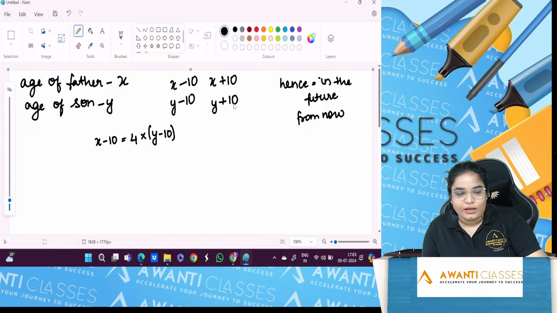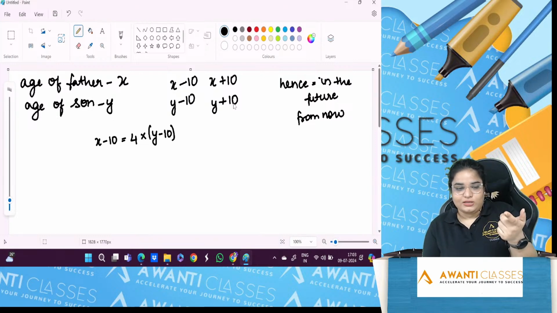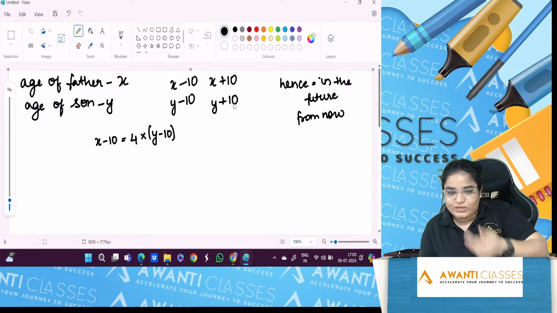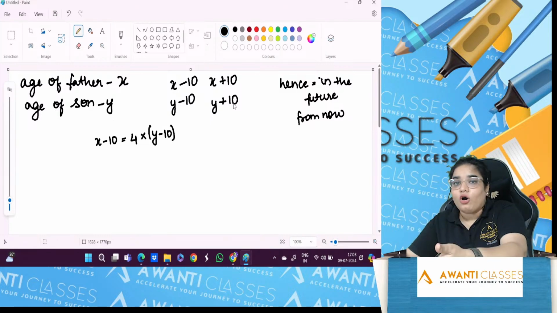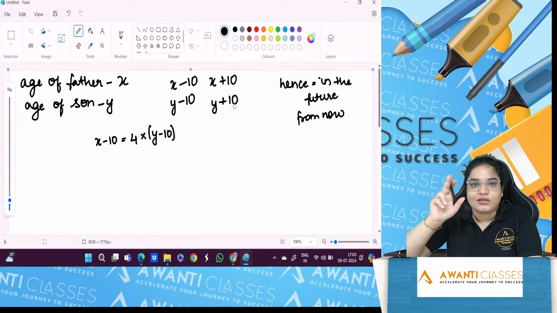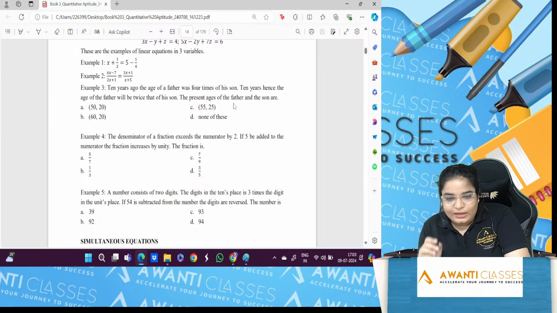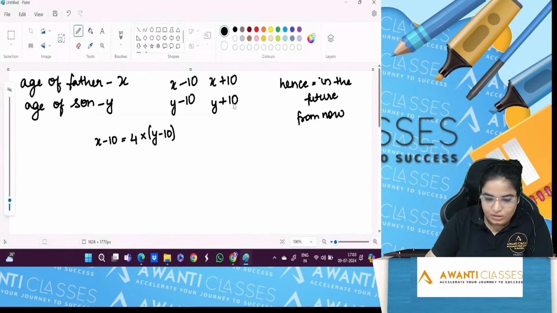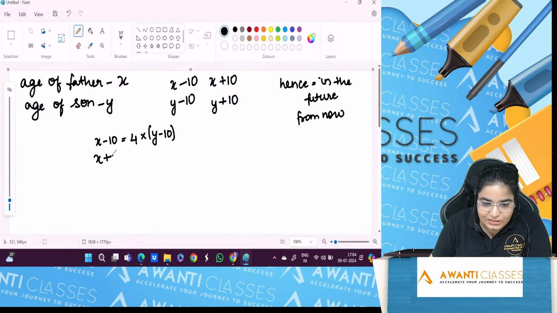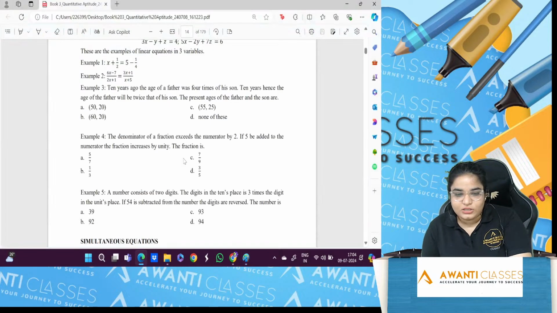Y plus 10. Age of father now is X. Age of son now is Y. So 10 years ago, X minus 10, Y minus 10. 10 years from now, 10 years hence, X plus 10, Y plus 10. 10 years hence, age of the father will be twice of his son. So what's the second equation? 10 years from now, X plus 10 will be 2 times Y plus 10. Okay.